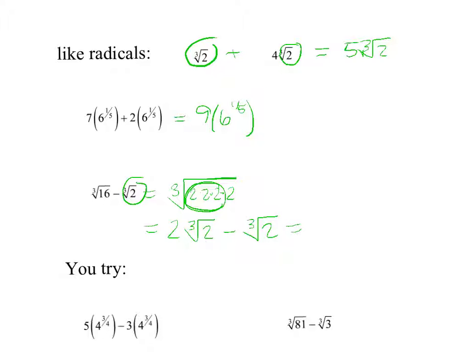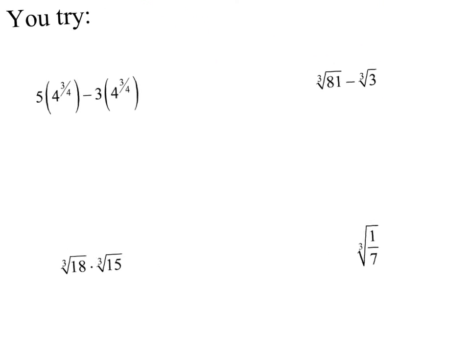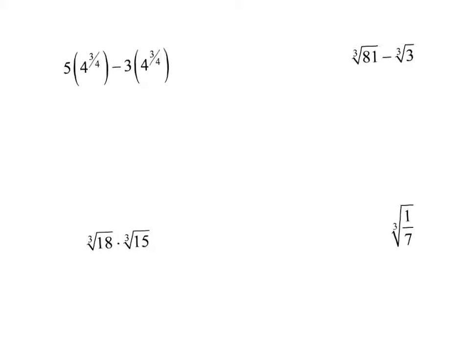And now that they are the same number there, and they're the same number inside the radical, now I can actually say 2 minus 1 is just 1, so it's just going to be the cubed root of 2 left. So let's practice these a little bit more. Again, this is a good place to hit pause and try it yourself.